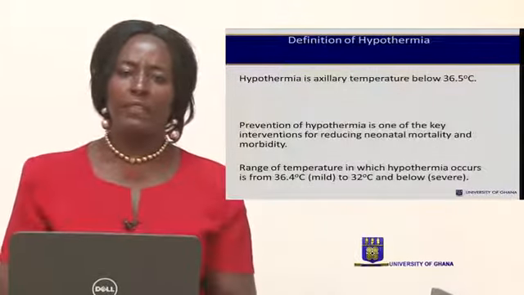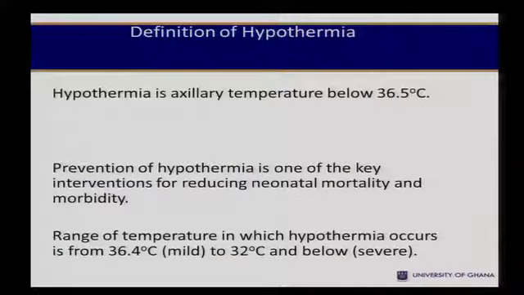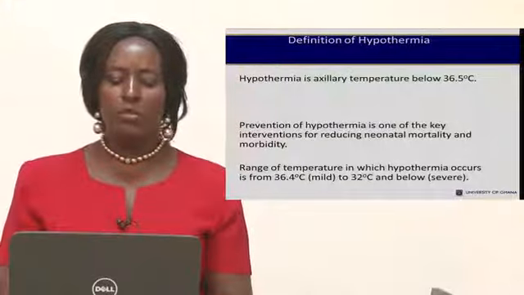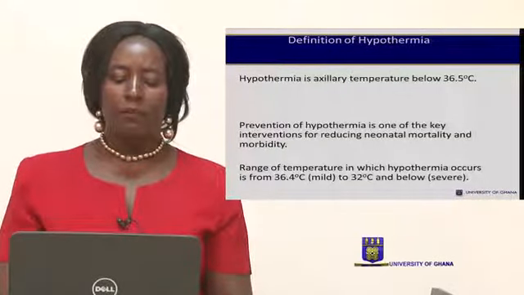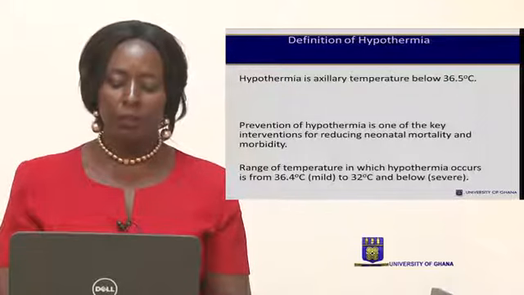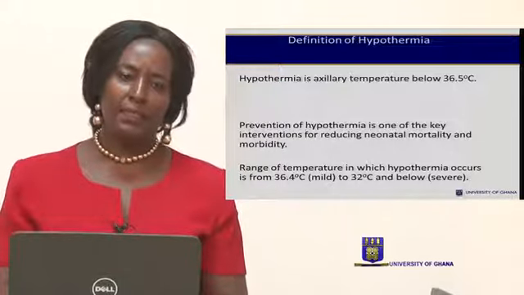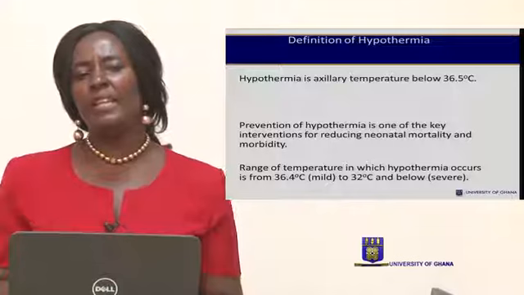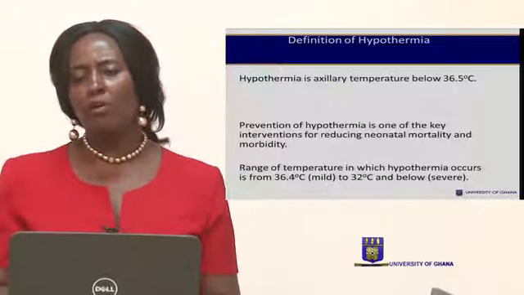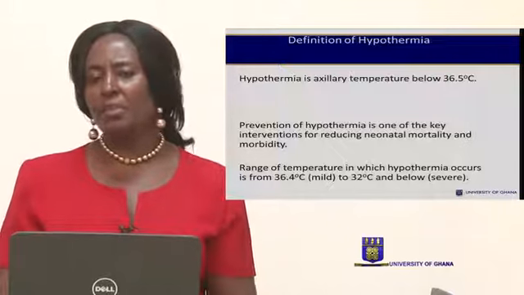So when the temperature of the newborn or a child is below 36.5, then it connotes that there is hypothermia. And prevention of hypothermia is one of the key interventions for reducing neonatal mortality and morbidity. Because when the temperature falls from 36.4 to 32 degrees Celsius and below, then it is very severe. And this takes a lot of energy from the newborn. And the newborn also cannot shiver, so it cannot generate its own heat.